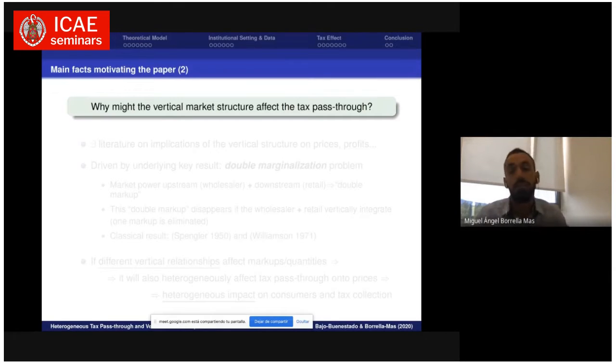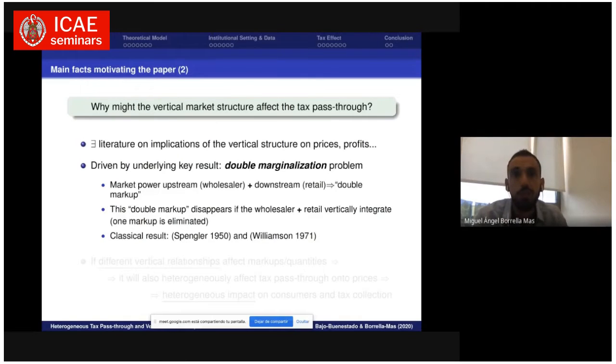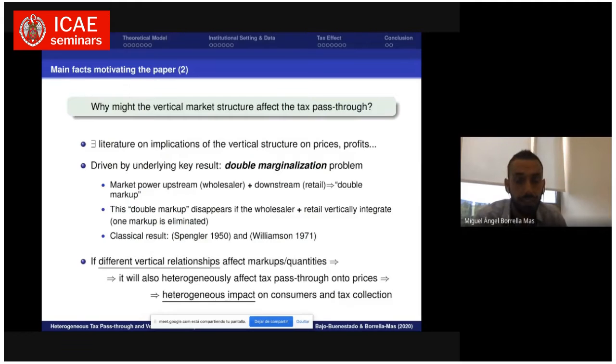Exactly. Okay, so why might the vertical market structure affect the tax pass-through? First of all, a long-standing literature has documented the implications of the vertical market structure for consumer prices, firm profits and market efficiency. These implications are the result of the so-called double marginalization problem. If there is market power upstream, for example at the producer or wholesaler level, and downstream at the retail level, firms at each of these stages charge their own markup. This results in a different market price and also a different quantity served than that obtained if the upstream and downstream firms vertically integrate, which basically eliminates one of the markups charged. The difference in the final market prices that arise due to these different vertical market structures suggests that taxes will also have a heterogeneous impact on consumers, and consequently on tax collection, depending on the degree of vertical integration that the firms have.